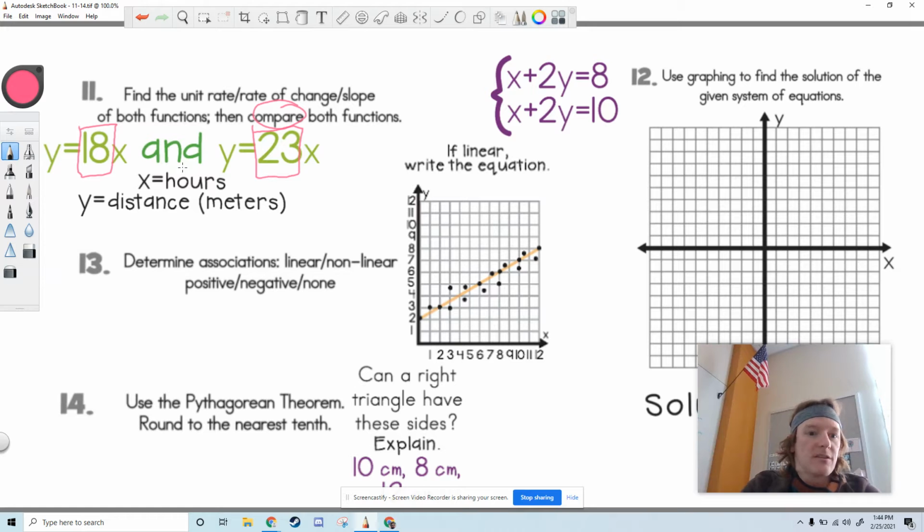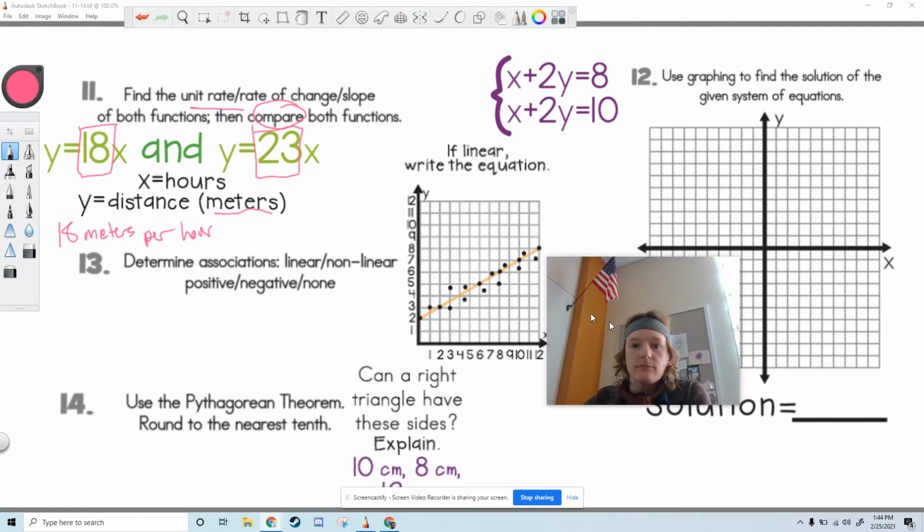So what is this problem talking about? This is distance per hour, so like miles per hour, but in this case, it's meters per hour. A meter is about this big. So this person, or whatever this is, this animal, maybe it's like a turtle or a snail, goes 18 meters every hour. So this one is 18 meters per hour. That's its unit rate, because that is per 1 hour. Tell me what this one is, and then tell me which one is larger, which one goes faster.